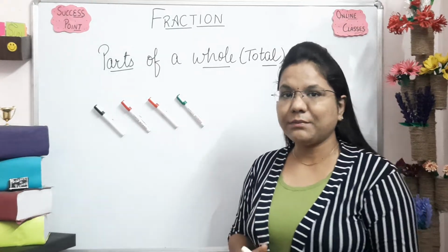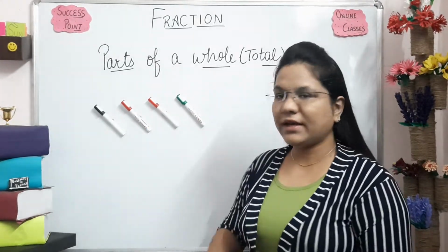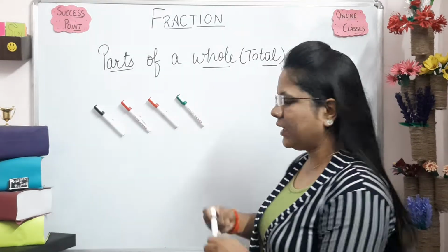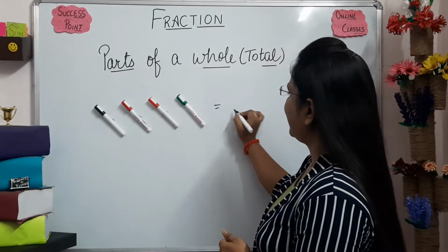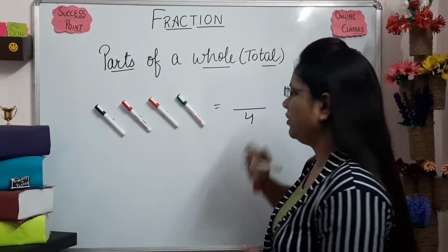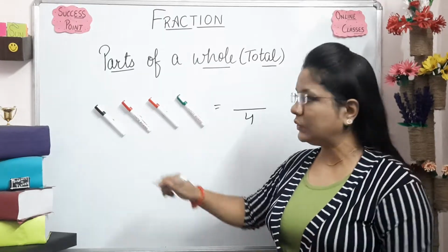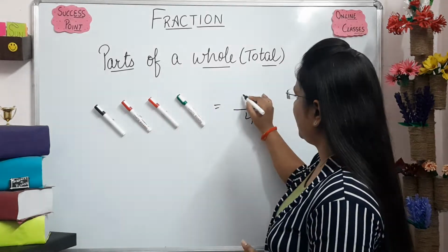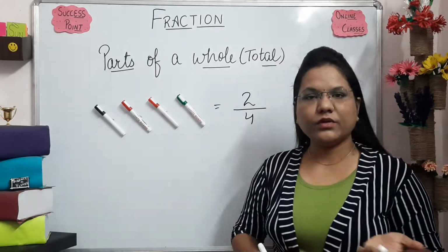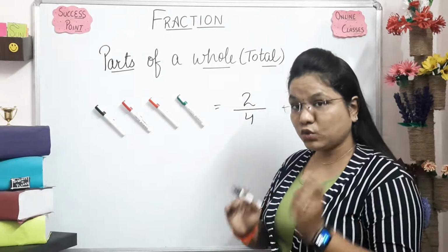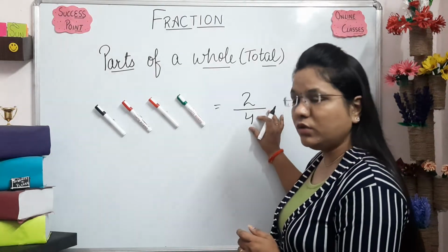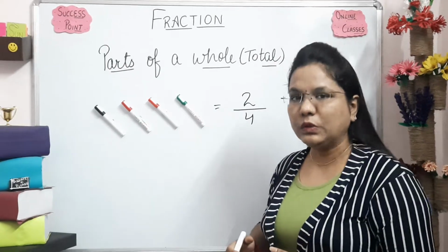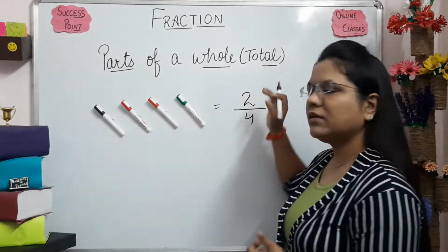Let's take another example. In this, how many markers do we have? 1, 2, 3, 4. We have a total of 4 markers. So we will write 4 at the bottom. I want to use only the red markers. So 1, 2. It will be 2 by 4. The total we always have to write at the bottom, and the part we are talking about, or the part we want to use, we have to write at the top.